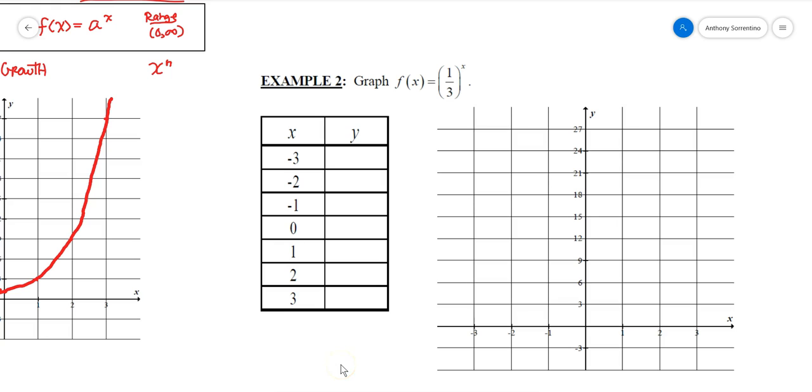Like, for instance, if I do 1/3 to the 0 power, that's 1. If I do 1/3 to the first, well, that's 1/3. 1/3 squared, that's 1/3 times 1/3, that's 1/9. 1/3 cubed is 1/3 times 1/3 times 1/3, that's 1/27. These are what we saw for the negative x's on the previous graph.